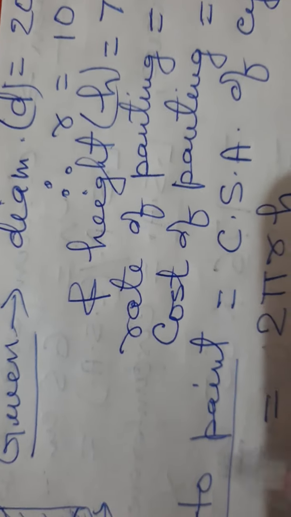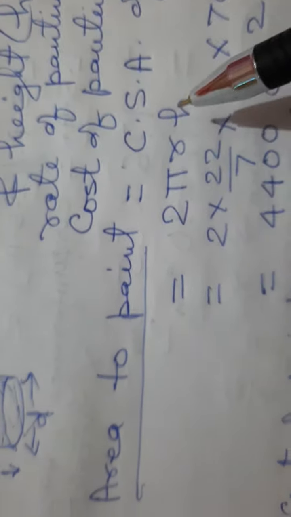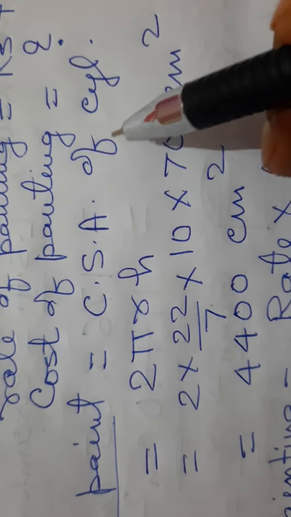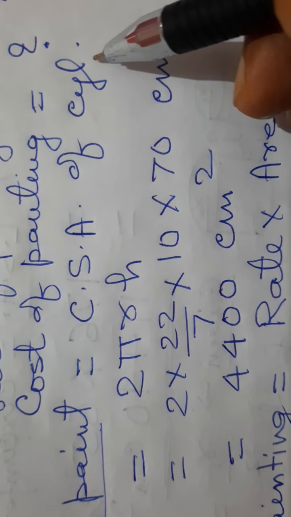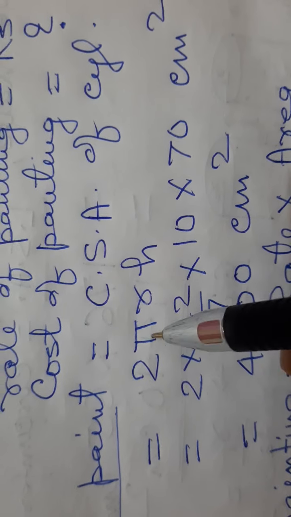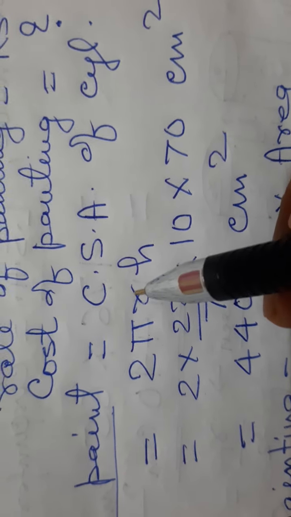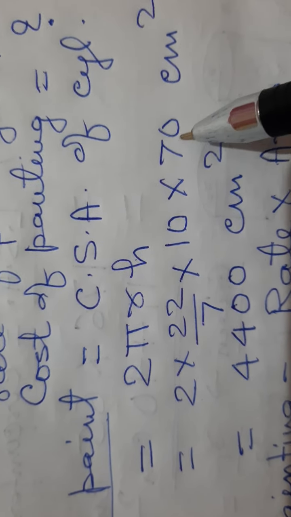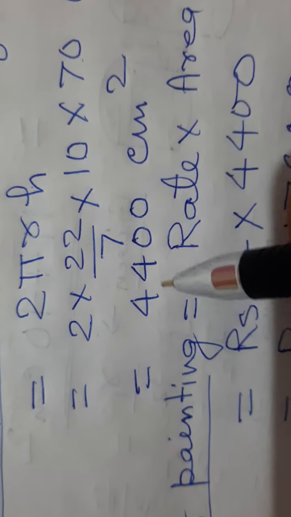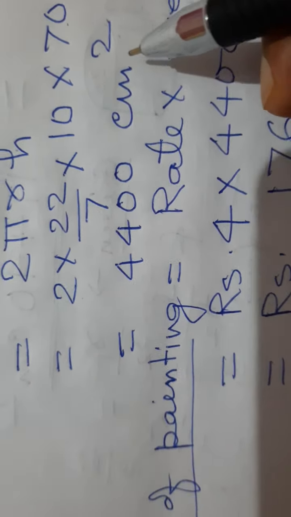Now, area to paint, कितने एरिया को पेंट करना है? Area to paint is equal to curved surface area of the cylinder. Curved surface area of cylinder is equal to 2 pi RH. Putting value, we get 2 into pi 22 by 7 into R 10 into H 70 centimeter square. That is equal to 4,400 centimeter square.